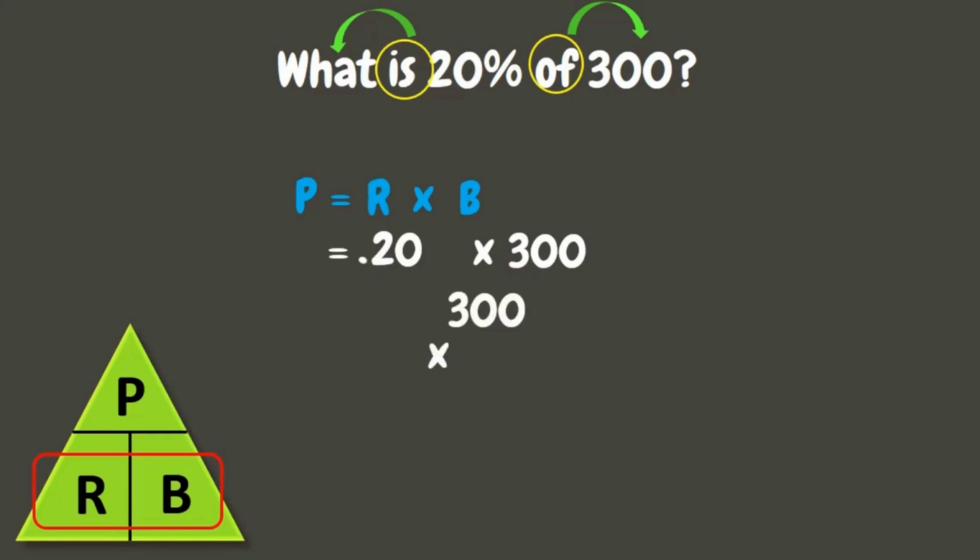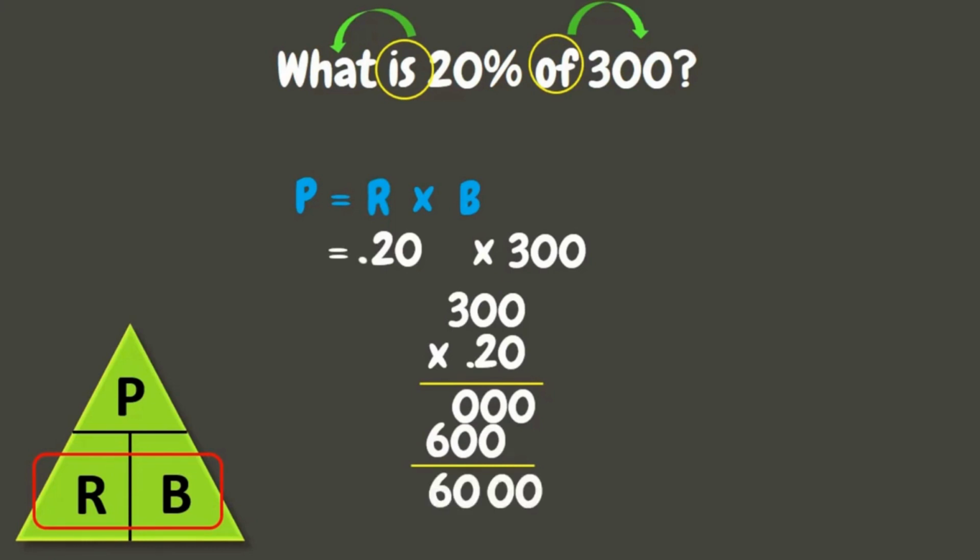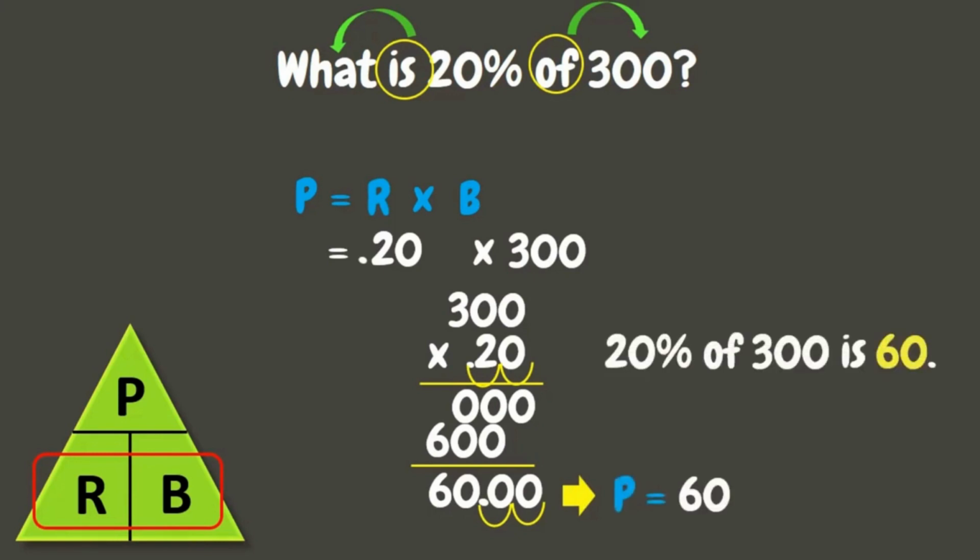300 times 0.20. 0 times 300 is 0. 2 times 300 is 600. Now let's add. That gives us 6,000. Now since we have 2 decimal places here, let us move the decimal point 2 times to the left. There. Now our final answer is 60. Therefore, 20% of 300 is 60. Great job. Let's try another.